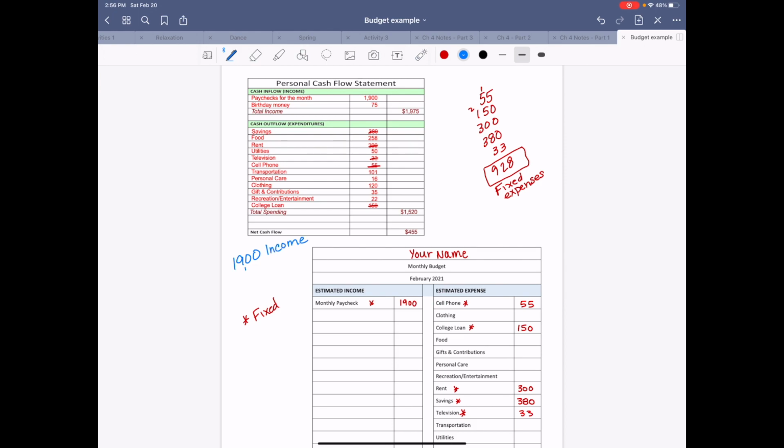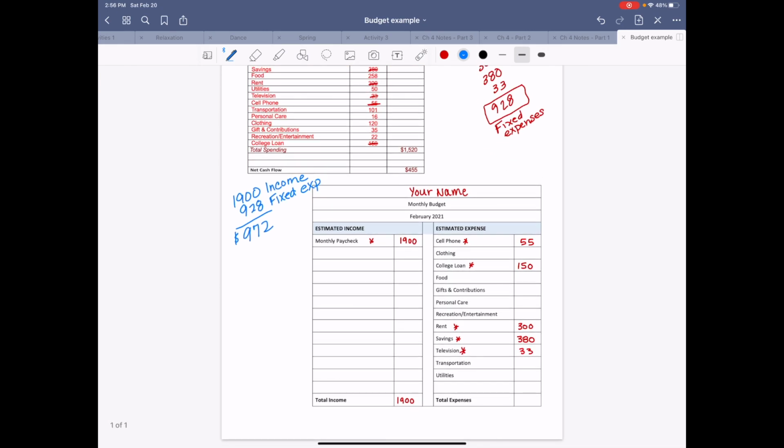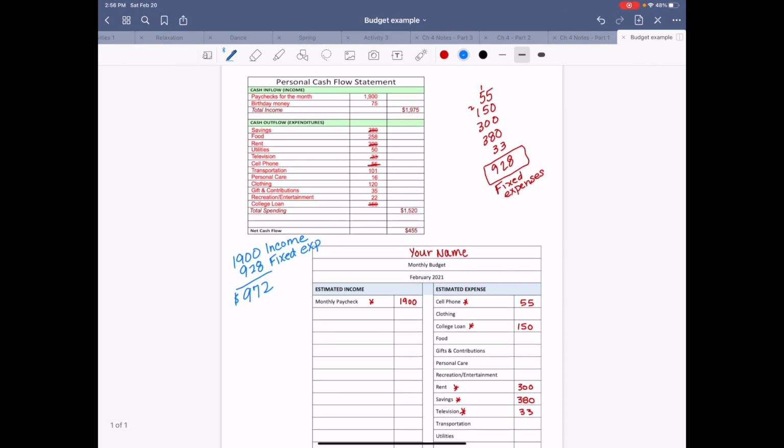Our fixed is $928. So what we have left is $972 that can be split up among all the other expenses that we have. Okay, so now it's just a matter of going through here.